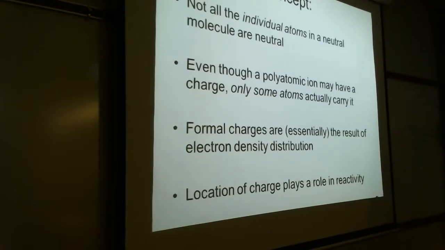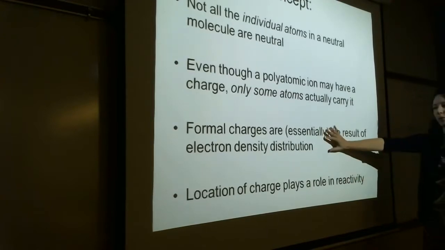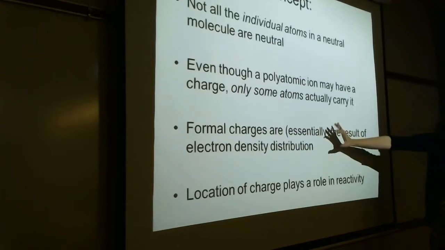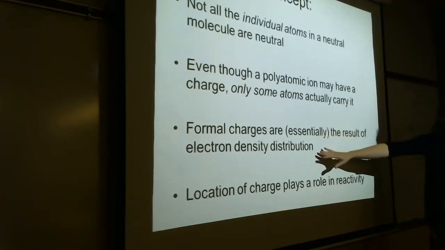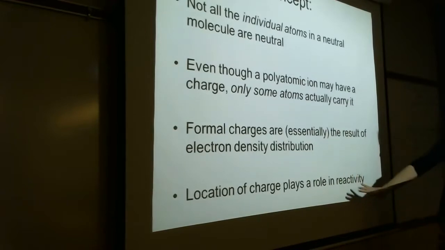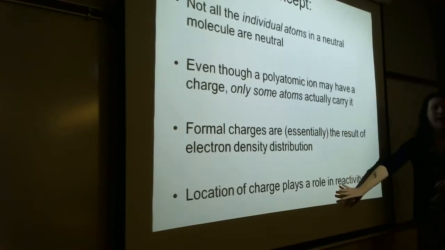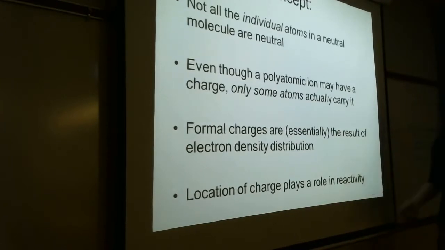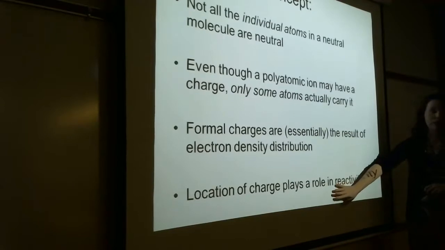And even though you have a polyatomic ion with a charge, only some atoms are the ones who actually carry that charge, okay? So why do we care about formal charges and where do they come from? Well, formal charge comes from, long answer, quantum mechanics. Short answer, electron density, where the electrons are hanging out. And so the location of that formal charge has a huge role to play in reactivity. If you go on to take organic, which I know based on your majors the majority of you will, you're going to be seeing the role of that formal charge in organic reactivity big time.